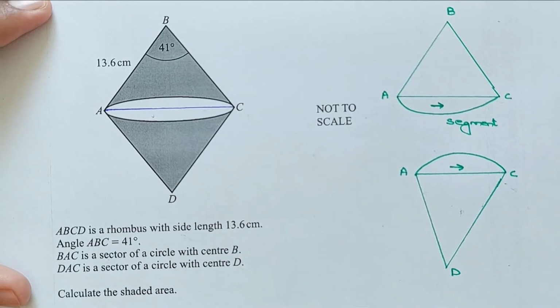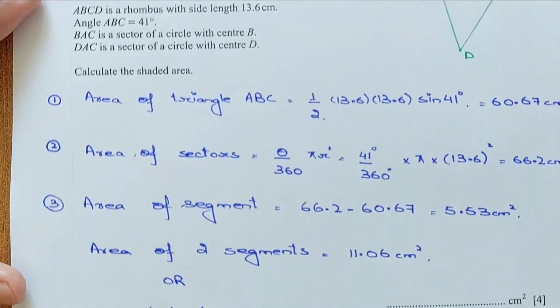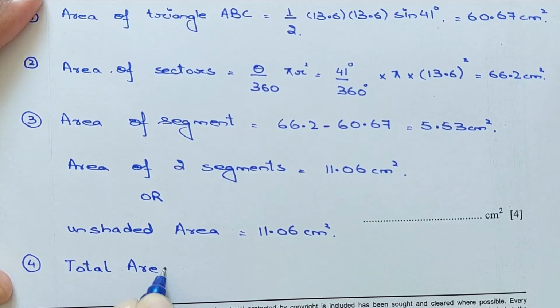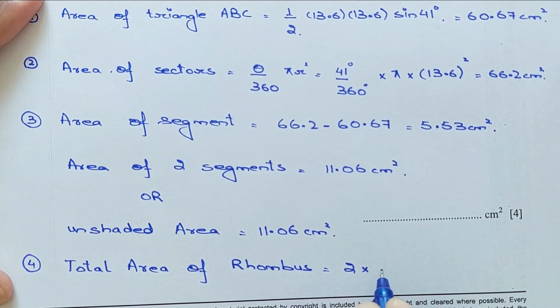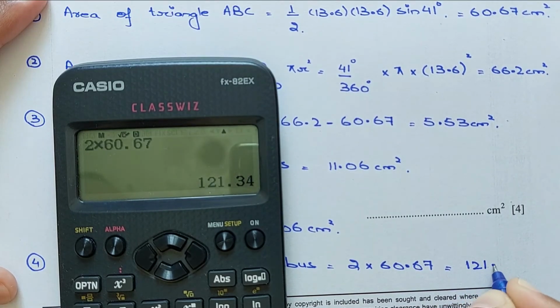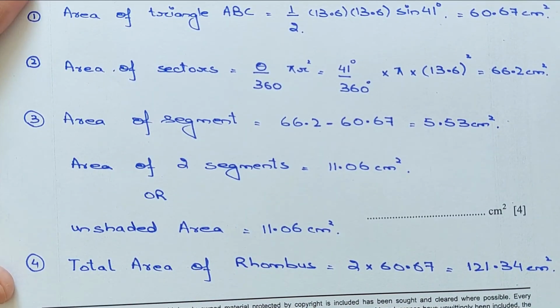Right, now let me calculate the total area. What is the total area of this rhombus? This triangle and this triangle, the sum of two triangles, is the total area. So the fourth step is the total area of the rhombus, which is the sum of two areas of a triangle. 2 times the area of a triangle, 60.67, is 2 times 60.67, which is 121.34 centimeter square. That is the area of the rhombus.